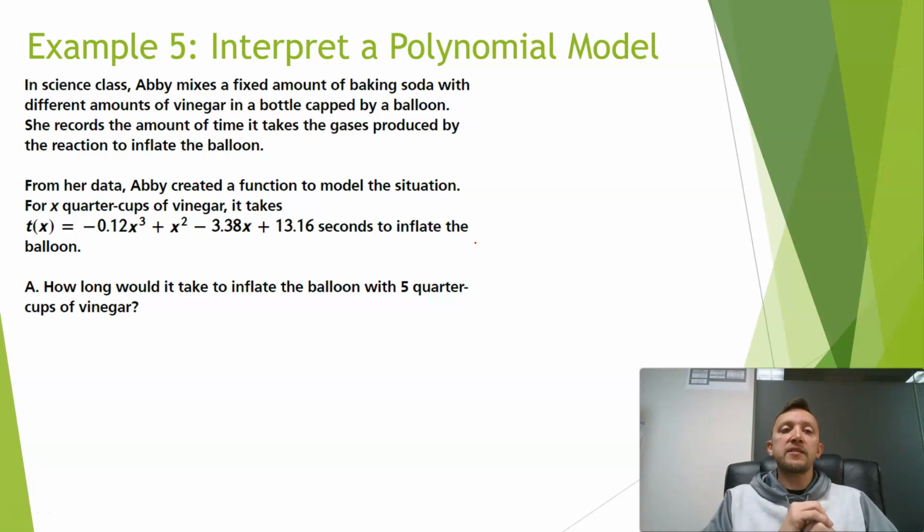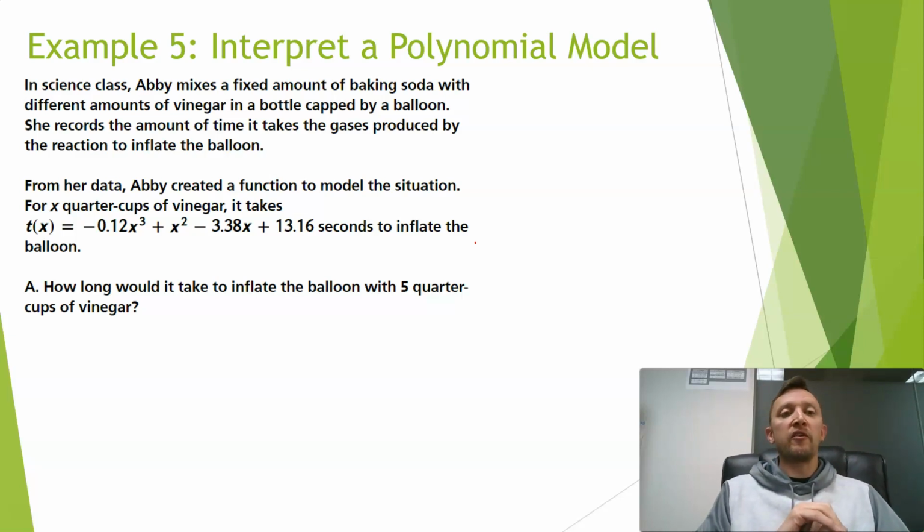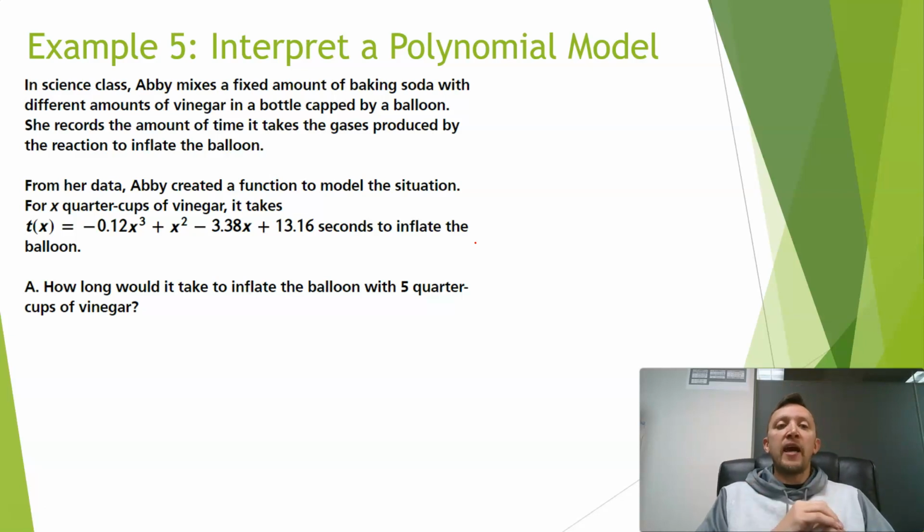So it says, in science class, Abby mixes a fixed amount of baking soda with different amounts of vinegar in a bottle capped by a balloon. She records the amount of time it takes the gases produced by the reaction to inflate the balloon, and this actually works. Fun little experiment if you haven't already done something like this. But from her data, Abby created a function to model the situation. So for x quarter cups of vinegar, it takes, and then they give us that formula, that many seconds to inflate the balloon. How long would it take to inflate the balloon with 5 quarter cups of vinegar?